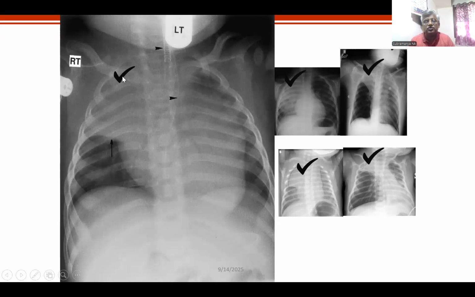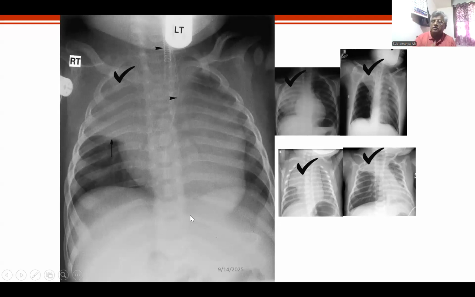Here, what is this arrow mark showing? Is it thymus, collapse, consolidation? What is it? Please write the diagnosis. Everybody's writing thymus now, good. This is not thymus because there is a nasogastric tube here. Can you see? And this arrow mark, there is an airway, don't worry about that. The second arrow mark shows the nasogastric tube, and the nasogastric tube is showing deviation to the right.